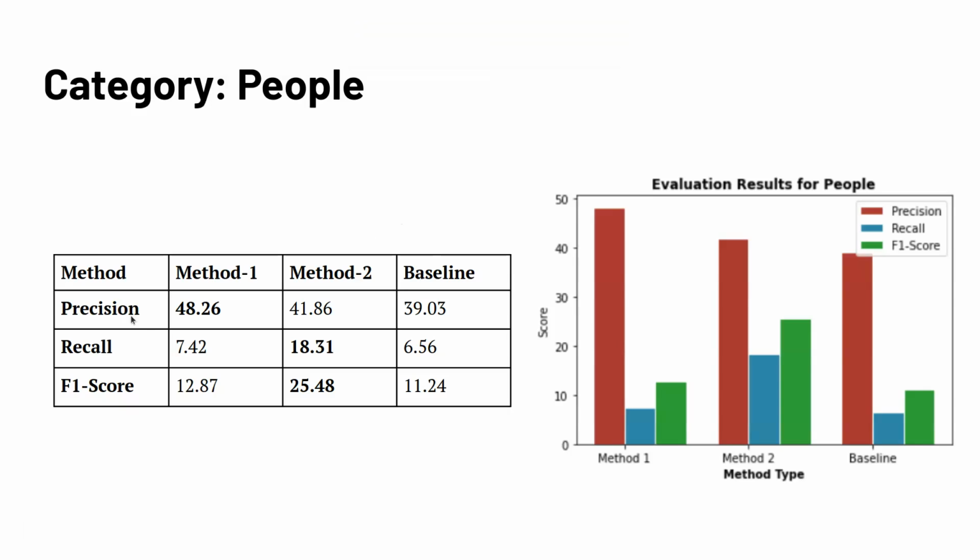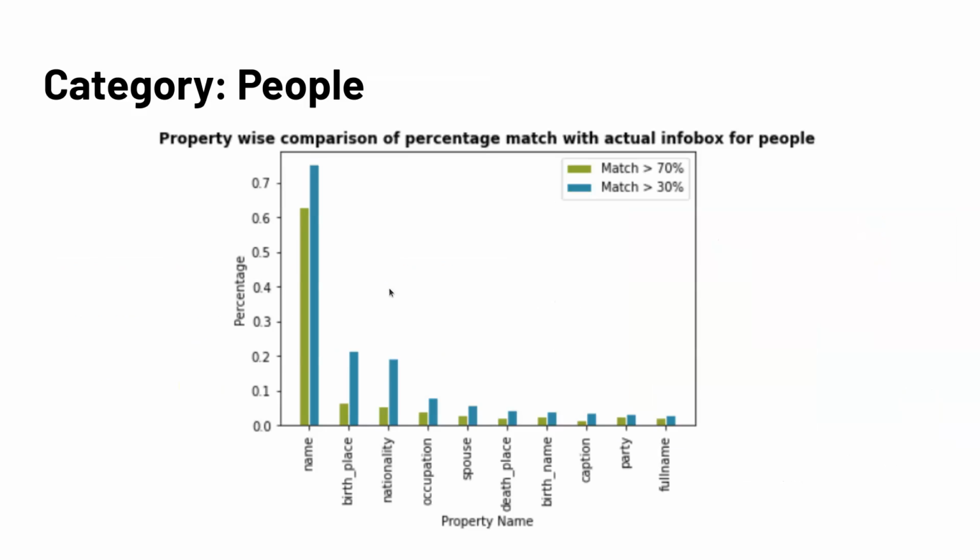These are the results. For precision, our method 1 performs the best. For recall, method 2 performs the best for people and places. Here we can see which properties, name, birthplace, etc., perform well.